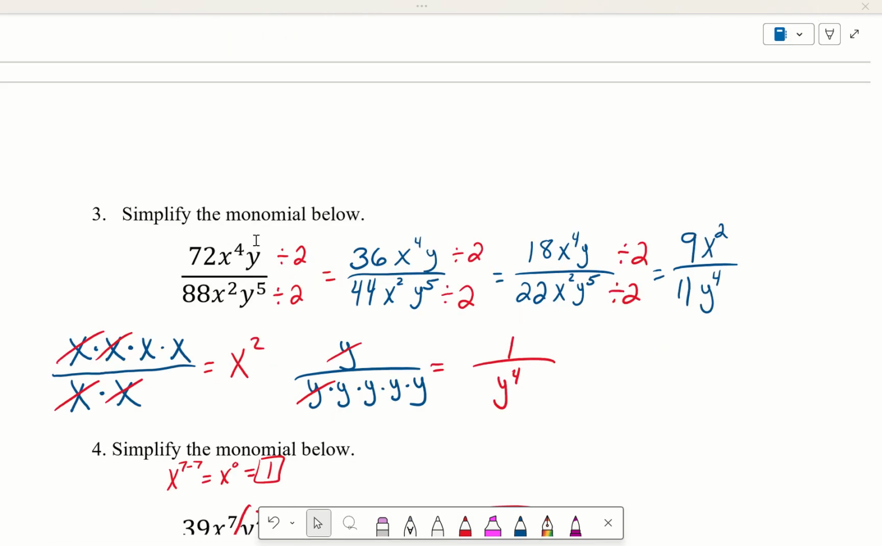72x to the 4th y over 88x squared y to the 5th. We can divide 72 and 88 by 2. We divide them both by 2, and I get 36 over 44. I could divide 36 and 44 by 2.